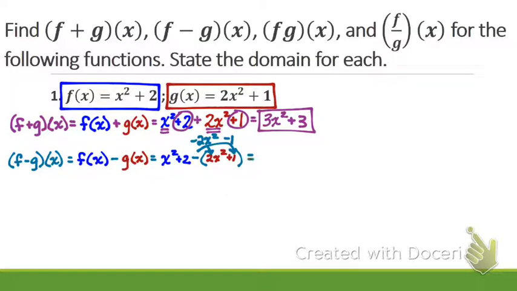What things can I combine together? The x squared. So what am I going to be left with? Negative x squared. And then -1 and 2. Negative 1 and positive 2, so plus 1. Oh, thank you, you're right, I did. Negative 2x squared plus 1.